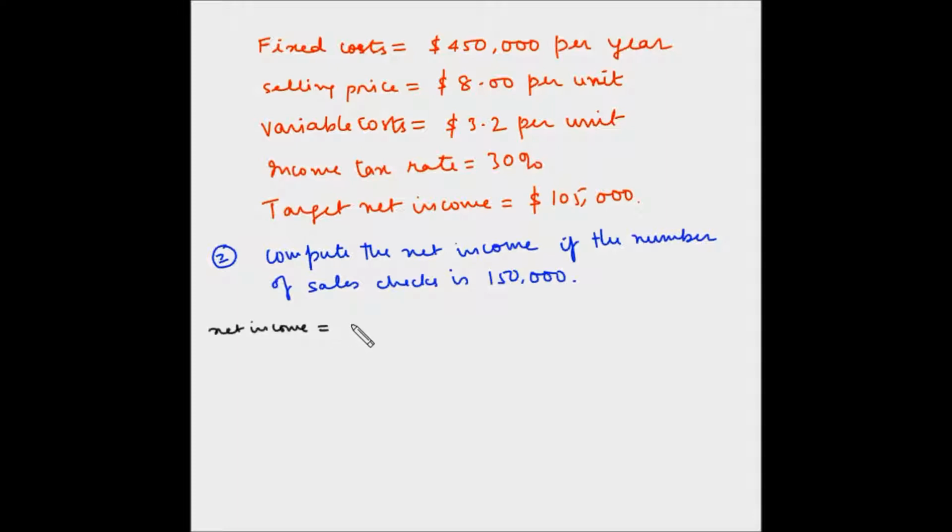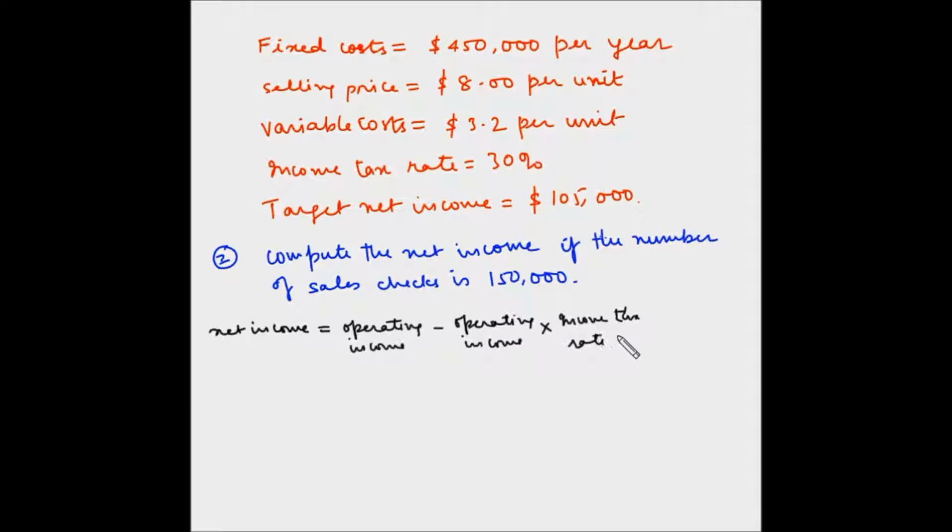and net income is equal to operating income minus operating income multiplied by the income tax rate. So if we know the operating income and the income tax rate, then we can find out the net income. Now we know the income tax rate, which is 30%, but we don't know the operating income.